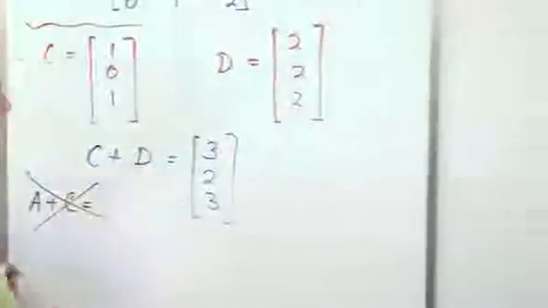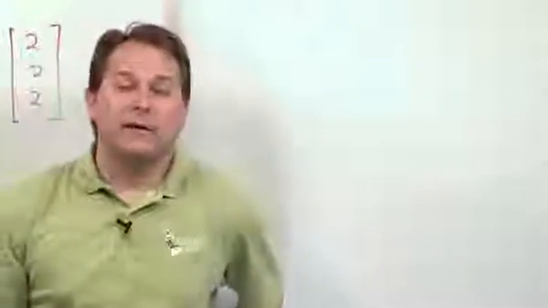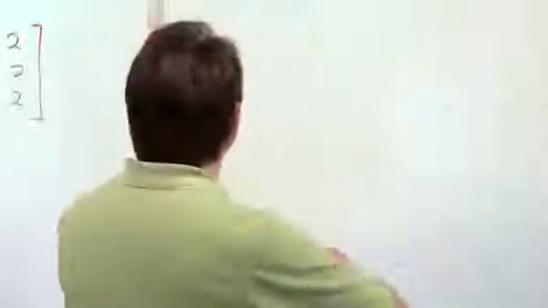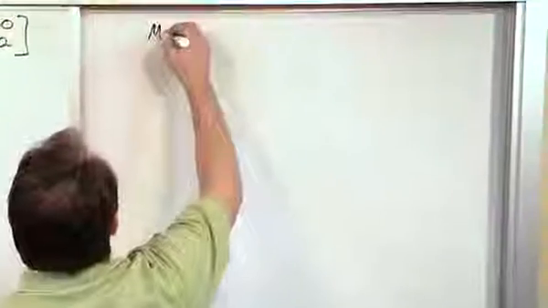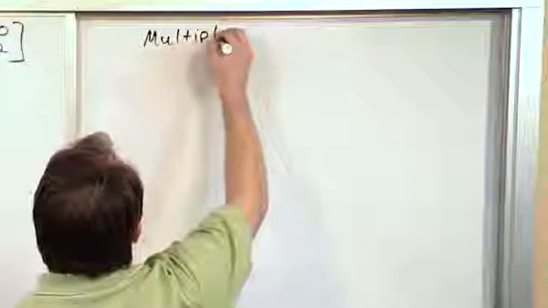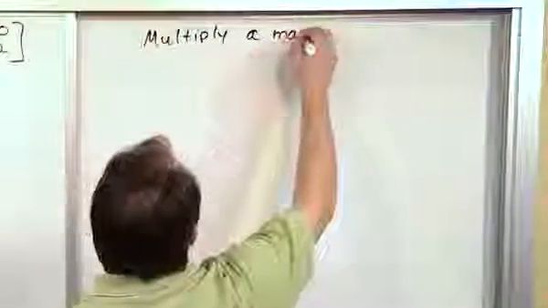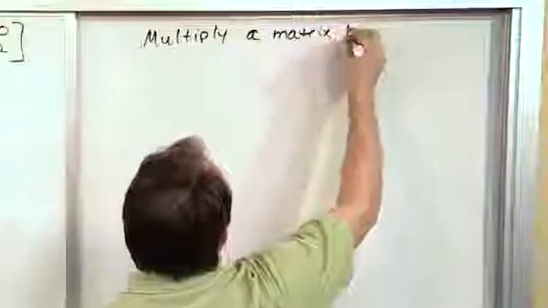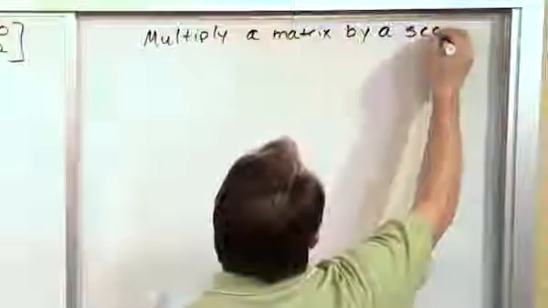All right, so that's how you add matrices. You basically can only do it if they're identical in terms of their dimensions. And now we want to learn how to multiply a matrix by a scalar.